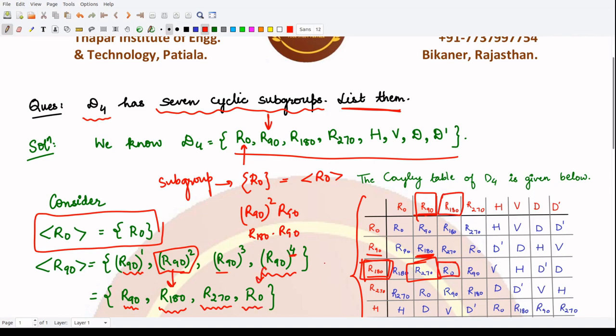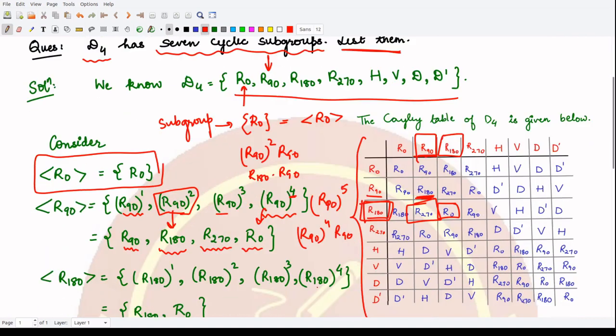Next, when you raise it to power 5, what would happen? Let's see. You can write it like this: R90 raised to power 4 into R90. What is R90 raised to power 4? It is R0, correct? So R0 into R90 is R90. So you see, you start getting the elements which are repeating themselves. Therefore we stop here, no new elements would be present.